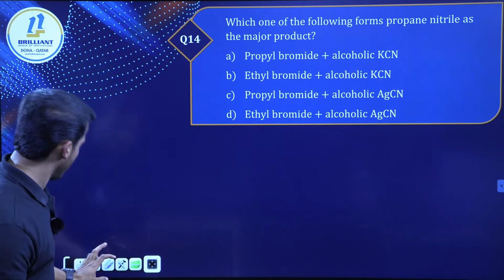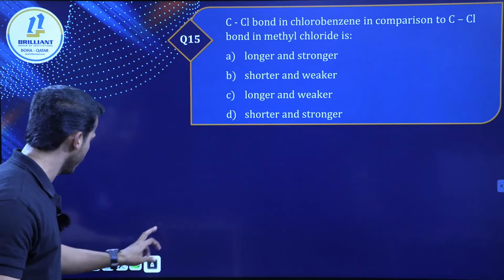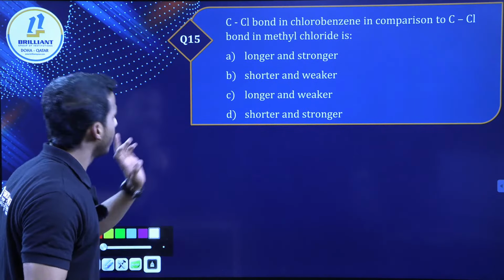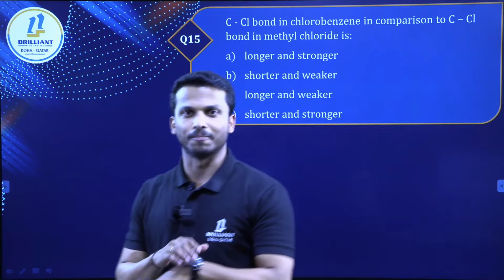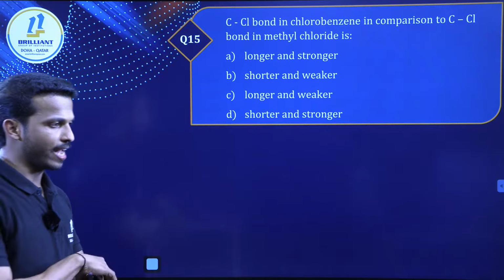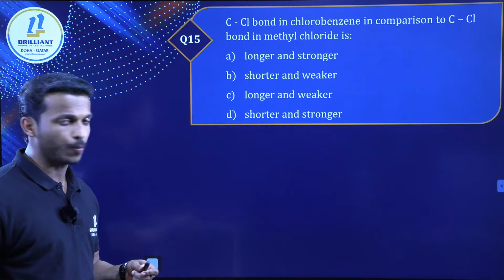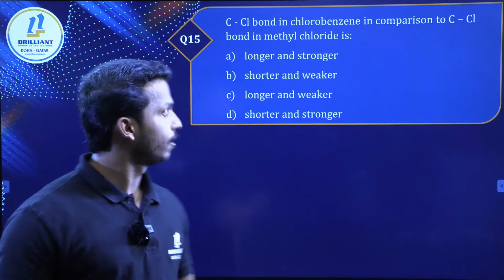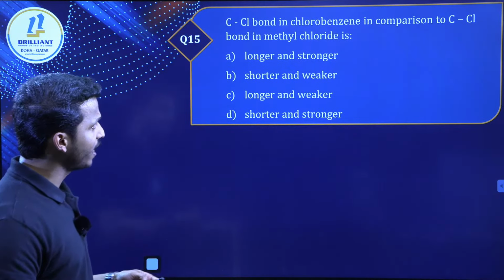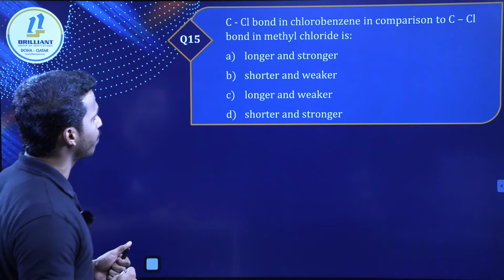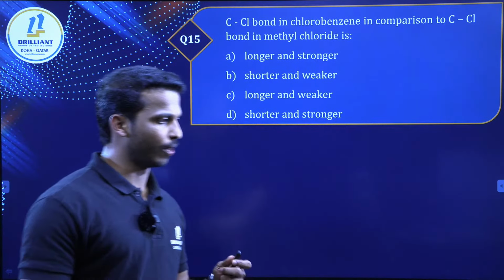Waiting for the next question. Question number 15. All of you read the question carefully and give an answer. Hope you can read it properly. The C-Cl bond in chlorobenzene in comparison to the C-Cl bond in methyl chloride is which one?